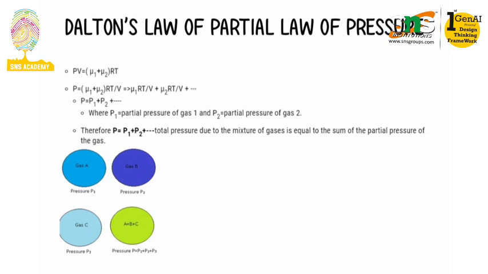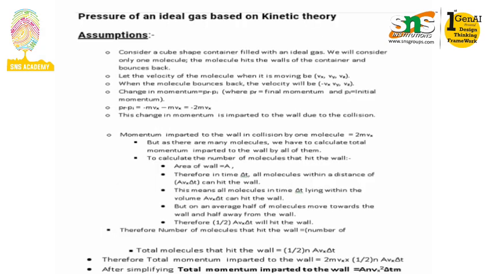Okay, so coming to the next topic, that is the pressure of an ideal gas based on kinetic theory, that is, the assumptions. Let us consider a cube shaped container filled with an ideal gas. We will consider only one molecule. The molecule hits the walls of the container and bounces back. Let the velocity of the molecule when it is coming be Vx, Vy and Vz according to the coordinates. When the molecule bounces back, the velocity will be minus Vx, Vy and Vz.